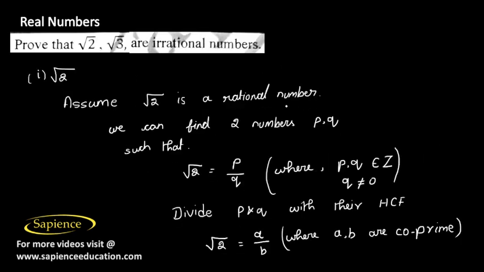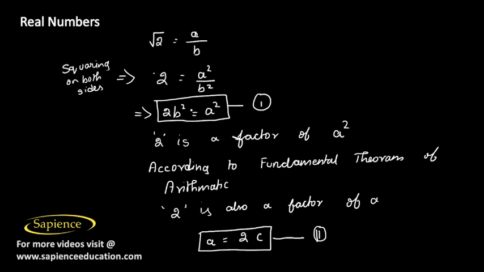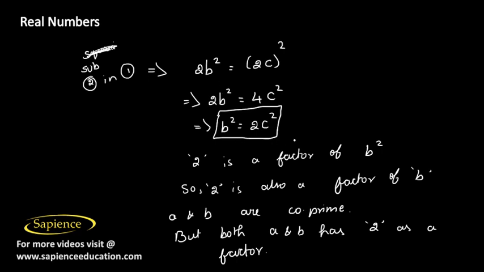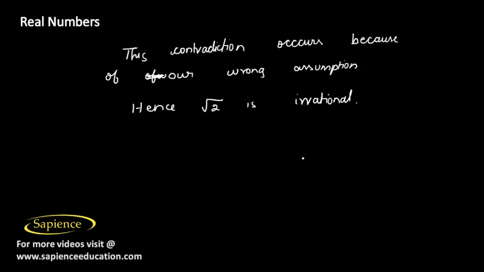So we assumed root 2 as a rational number, and we wrote root 2 is equal to p by q, where p and q belong to integers and q is not equal to 0. By dividing with the HCF, we got a and b, which are co-prime numbers. So 2b square is equal to a square. That means 2 is a factor of a square as well as a. But by assuming a is equal to 2c, we got b square is equal to 2c square. So 2 is a factor of b as well. Since a and b are co-prime, they cannot have 2 as a common factor. So the contradiction occurs because of a wrong assumption, and root 2 is an irrational number.